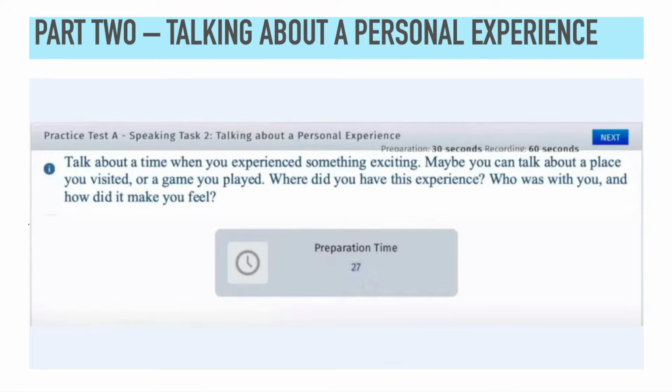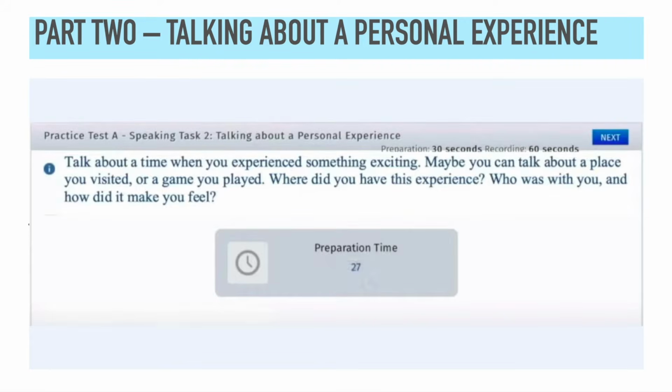So, CELPIP Speaking Part 2 is called Talking About a Personal Experience. And as the name suggests, that's exactly what you guys are going to be doing. You're going to be talking about your personal experience, which usually means talking about something that happened in the past. Let's look at this example we have here.